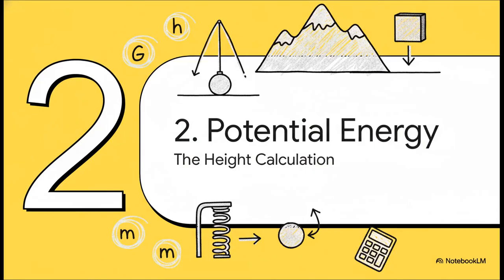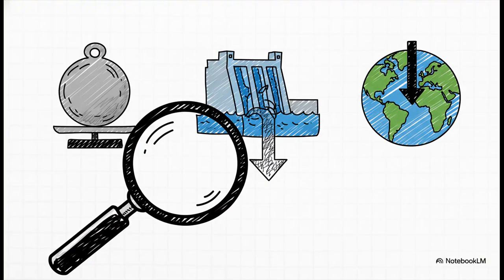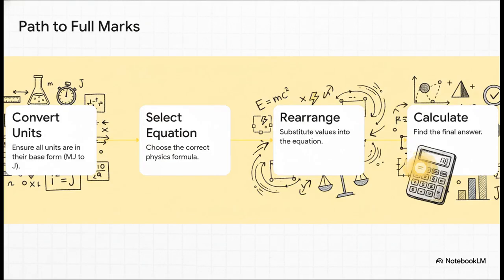Okay, let's get into our first challenge, a classic potential energy problem. Let's see exactly how the marks are handed out for a calculation just like this one. So here's the question. Calculate the mean change in vertical height of the water. Now, the good news is the examiner gives you everything you need. You've got the mass, the gravitational potential energy, and the gravitational field strength. The very first thing you've got to do is just pull out all that data before you even think about touching an equation.